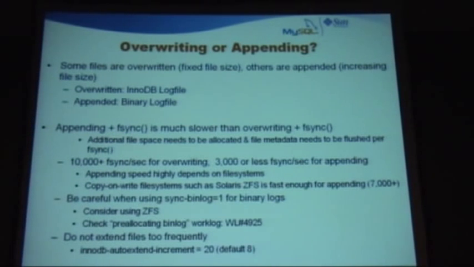And we are also working on a pre-allocating binlog feature. It pre-allocates binary logs, 1 GB beforehand, like the InnoDB log file, then overwrites the binlog. This should be much faster. And do not extend files too frequently, for example, set innodb_autoextend_increment to a higher value.